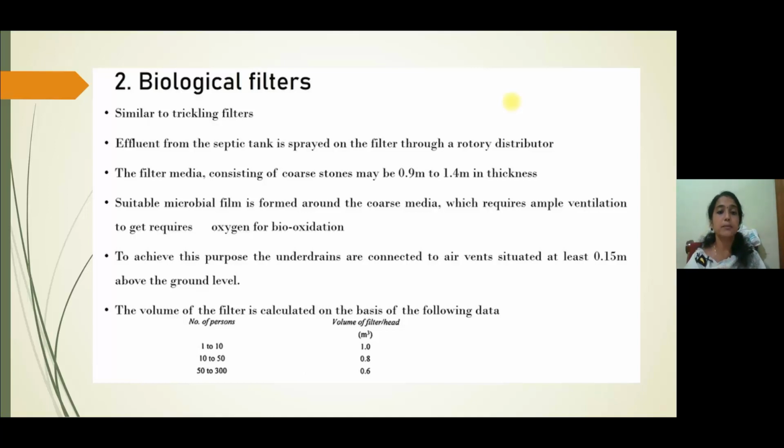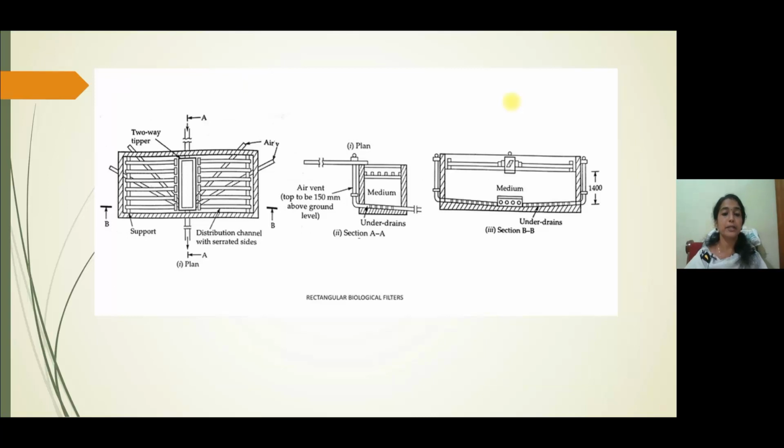A suitable microbial film is formed around the coarser media, which requires ample ventilation to get oxygen for biooxidation, that is an aerobic process. To achieve this purpose, the under drains are connected to air vents situated at least 0.15 meter above the ground level. You can see the picture of these biological filters.